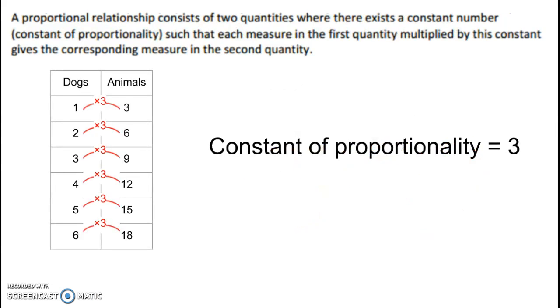Continuing with this example, another representation is a table. In this table, we see that multiplying the number of dogs by 3 will always result in the number of animals. The 3 is the constant of proportionality. Multiply the first quantity, dogs, by 3, and this gives the second quantity, animals. Students need to clearly understand that the constant of proportionality is what we do to one quantity to create the other quantity.